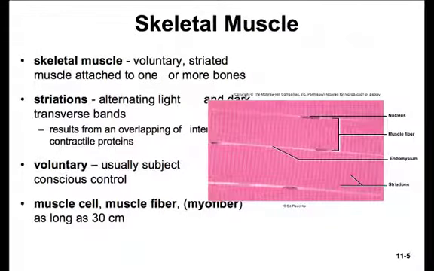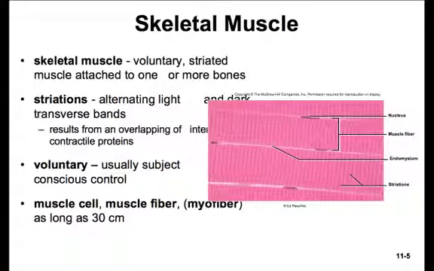Skeletal muscle is voluntary muscle. It's striated and it's attached to one or more bones. The striations you can see here in the slide are alternating light and dark transverse bands across a muscle fiber. They result from the overlapping and interaction of contractile proteins that we'll investigate soon. These muscles are voluntary. That means that they are usually subject to only conscious control.